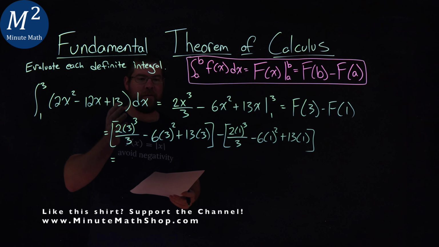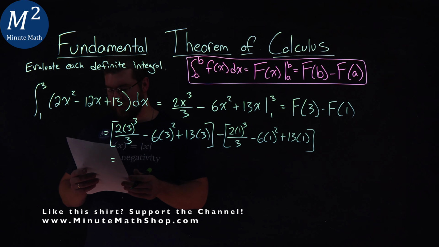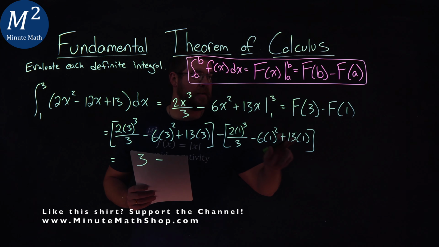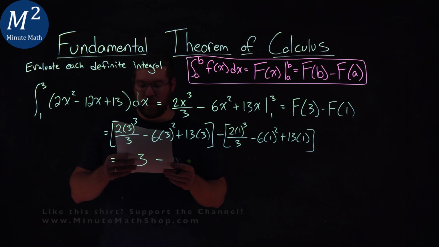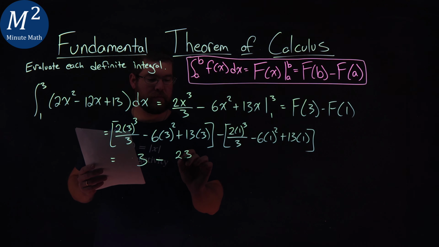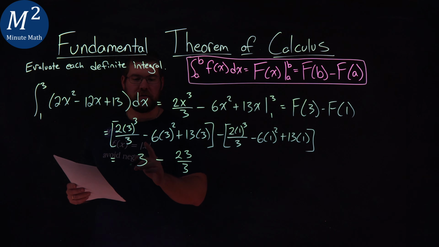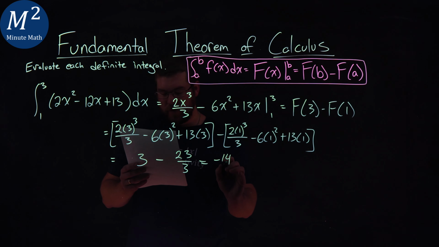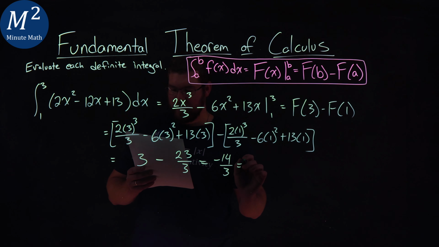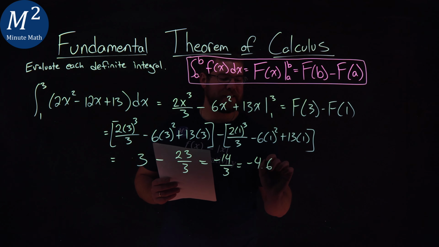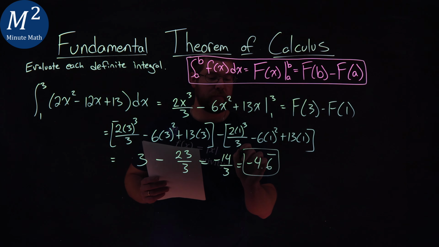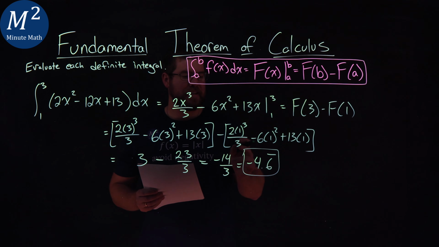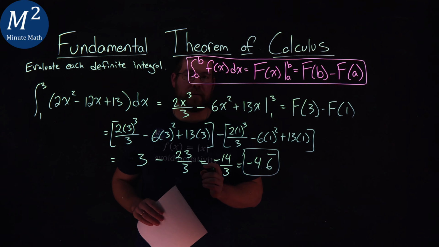Now, I've found this for you. This whole first part, this F of 3, simplifies to just be a good old 3. And the second part here simplifies, this is just algebra, to be 23 over 3. When we subtract the two, 3 minus 23 over 3 comes out to be negative 14 over 3, which comes out to be negative 4.6 repeating. And there we have it. Our definite integral from 1 to 3 of our function is negative 4.6 repeating.